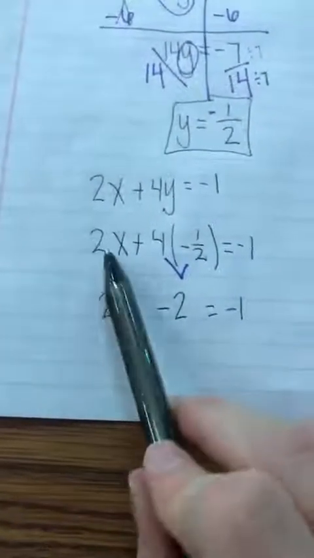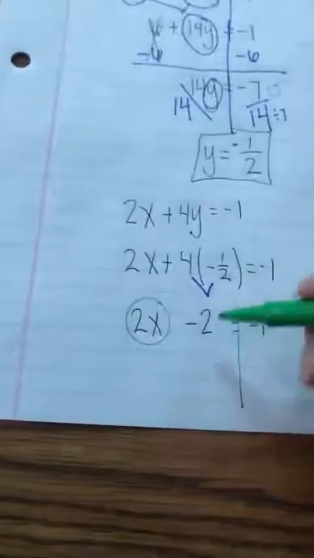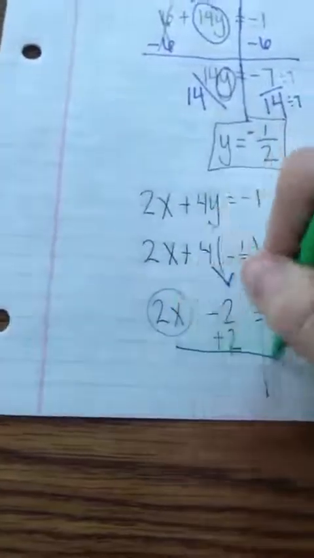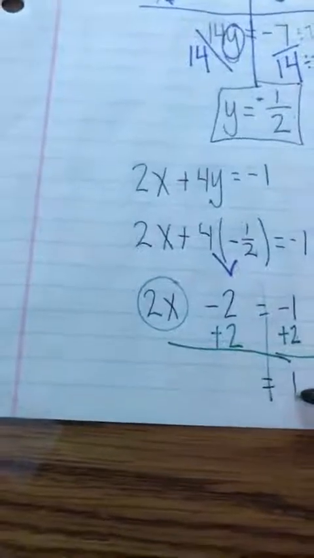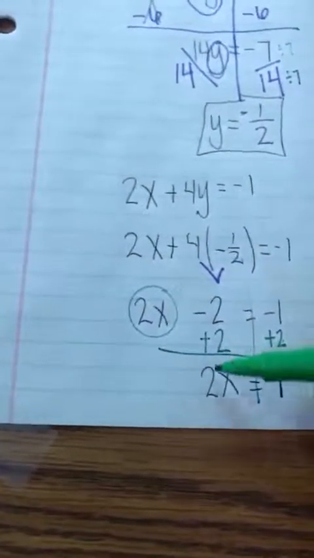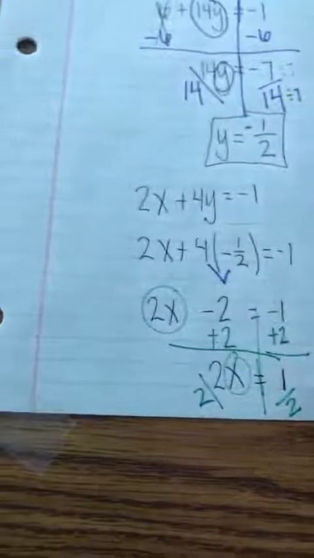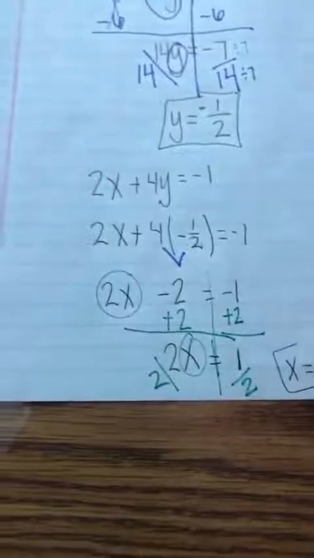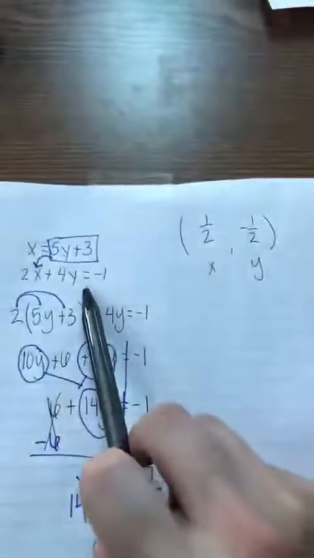I did not use the negative 1, and I did not use the 2x, so I just dropped that down. I circle my variable, draw my line. My circle is my last step. The inverse to a negative 2 is a positive 2. Because these are different signs, you're going to subtract. So you have a 1 and take the sign of the larger number, which is the 2. So it'll be a positive 1. It'll be equal to 2x. I circle my variable, draw my line. The inverse to multiplication is division. I'm going to divide by 2. So my final answer will be x equals 1/2. So my x coordinate is going to be a positive 1/2. So the answer to this system of equations is 1/2 and negative 1/2.